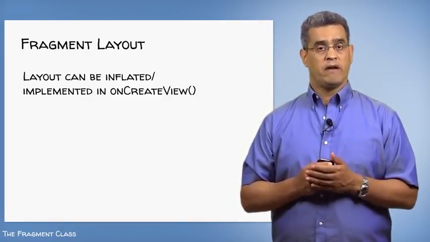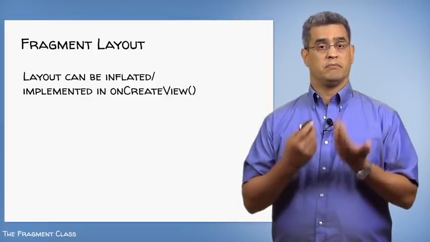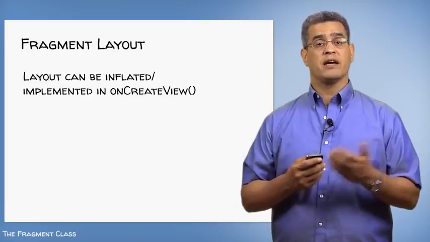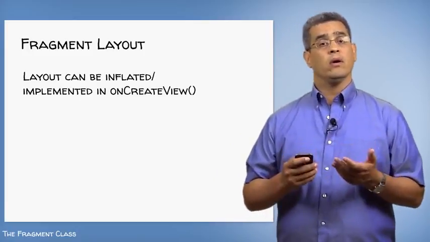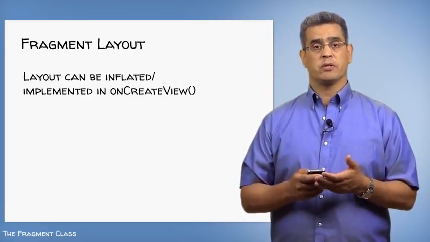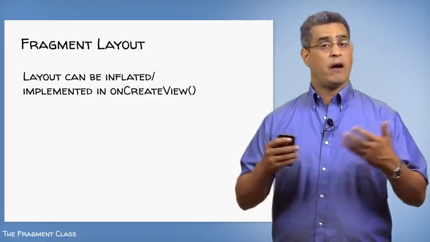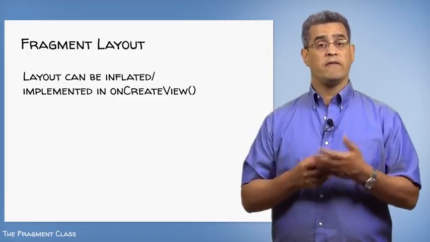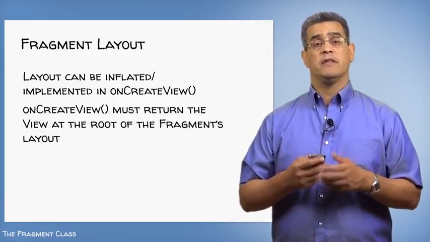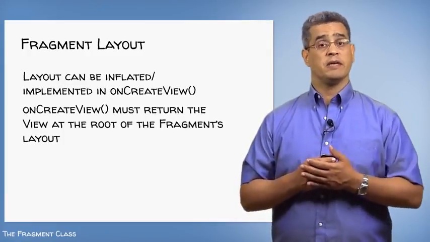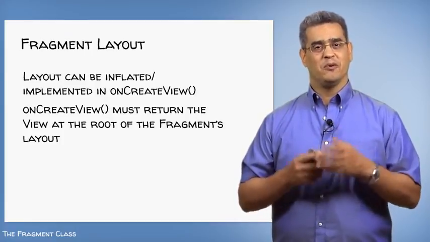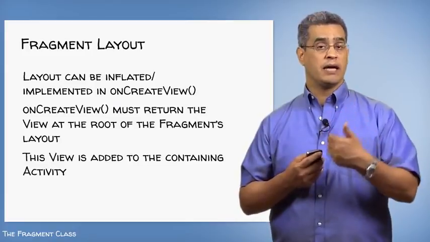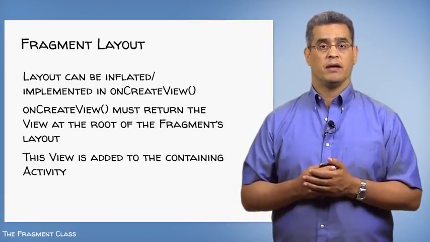And within onCreateView, the fragment can use its own XML layout, similar to what activities do when they call setContentView, or they can programmatically build their user interfaces. And again, however it's done, once the user interface view is built, onCreateView must return the view that's at the root of its user interface layout. And that view will eventually be given to the hosting activity and added to the hosting activity's user interface.